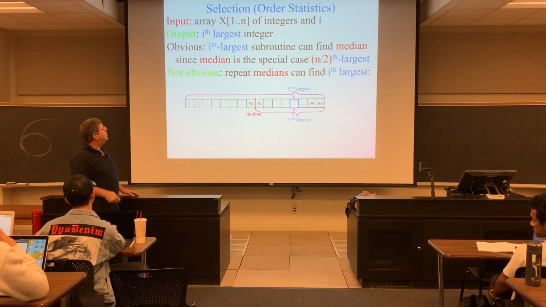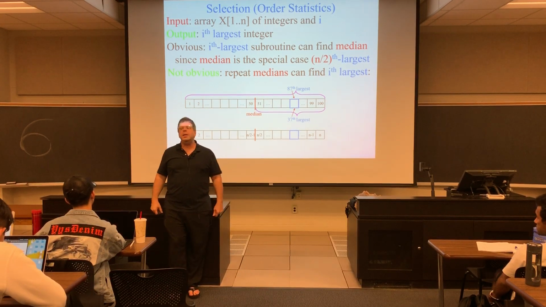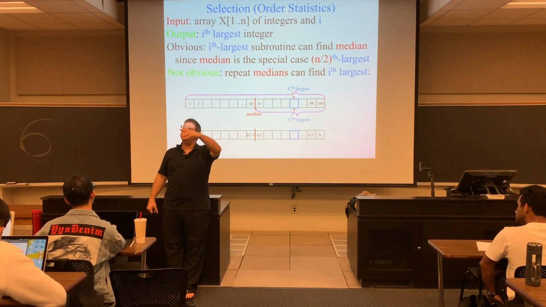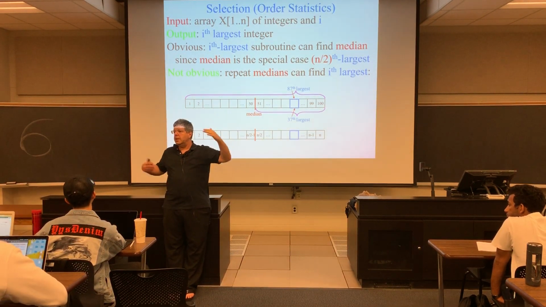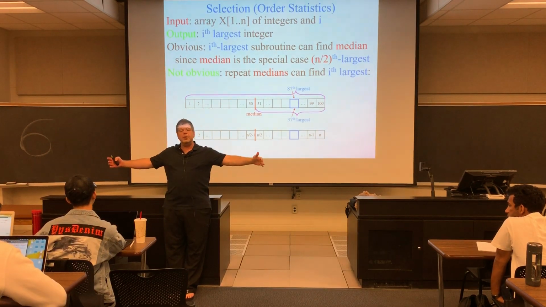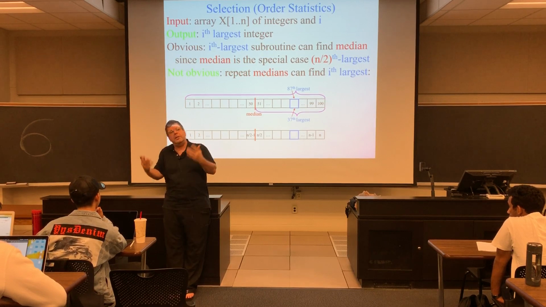How many calls to the median did you do overall? How many repeated calls to the median subroutine did you do overall to find this ith largest? A logarithmic number. How many see that? Because the space is divided by a factor of 2 every time. It's half as large each iteration. So before you know it, you only have one thing, and there's your answer.